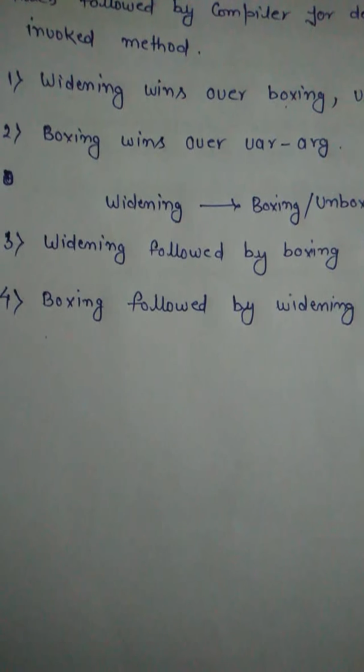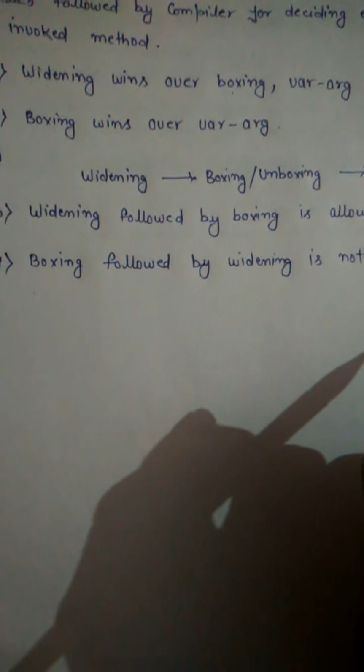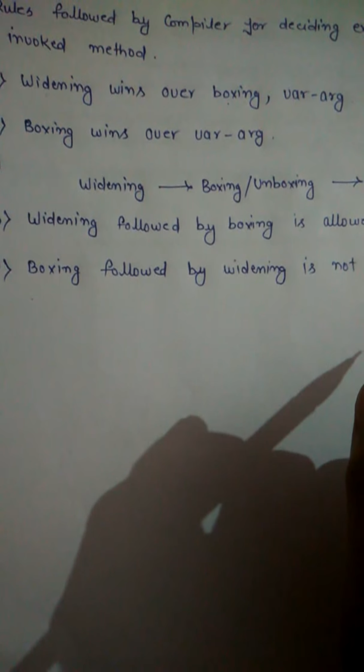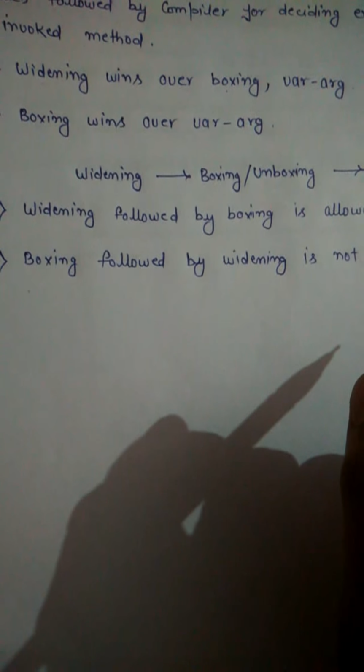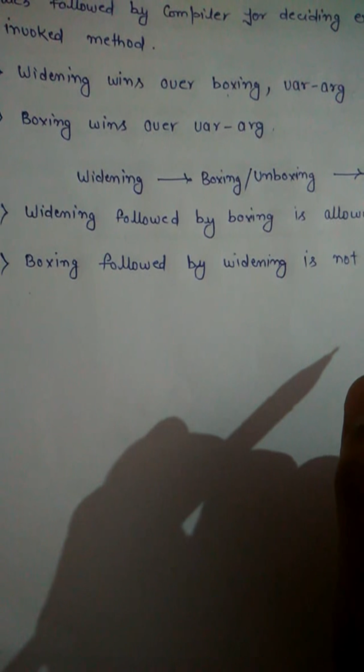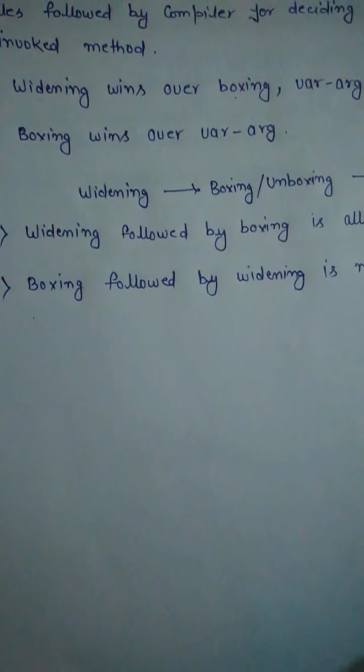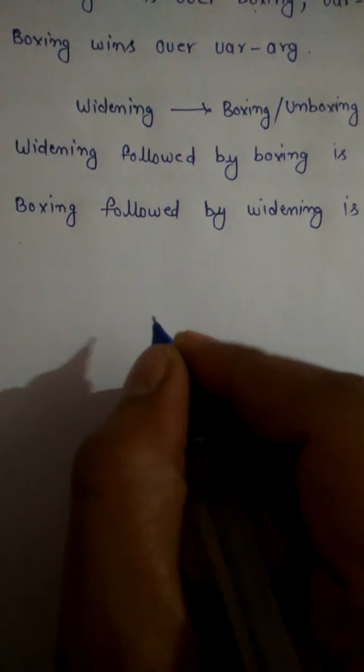The first rule is widening wins over boxing and variable arguments. We have discussed these key points: widening, boxing, unboxing, and variable arguments. So widening wins over boxing and variable arguments. What does it mean? Suppose in a program we have a class. Let me explain with an example.